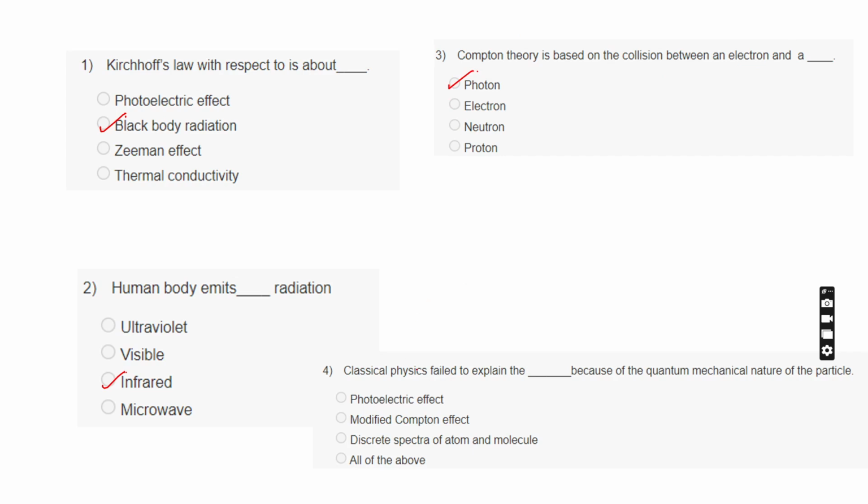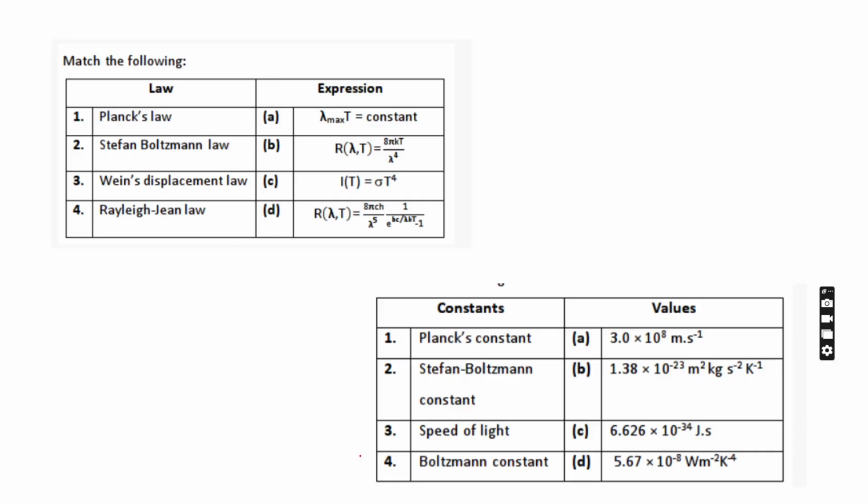Now the fourth one, classical physics failed to explain because of the quantum mechanical nature of the particles. Which one is it? All of the above? Correct. Now see the match the following. First match the equations, then we will discuss it.